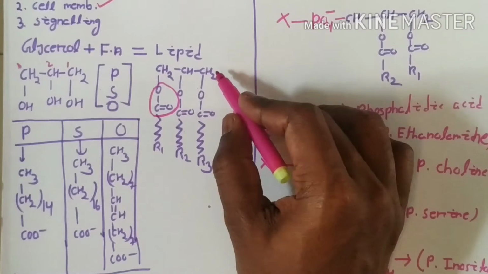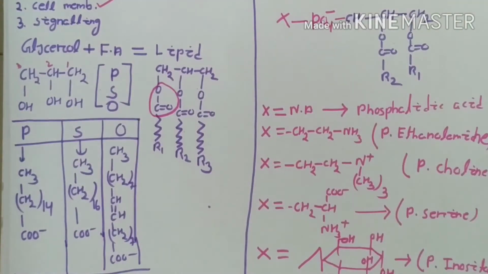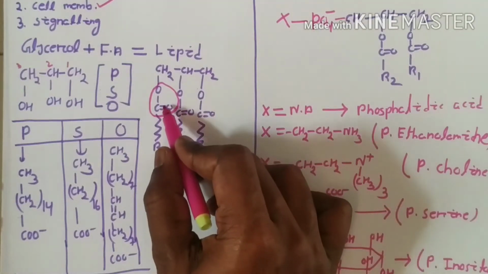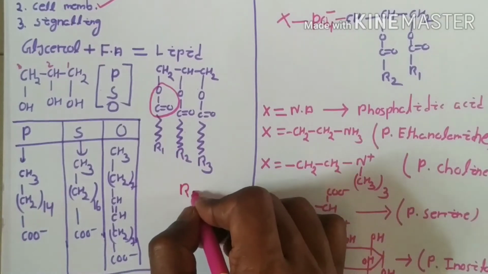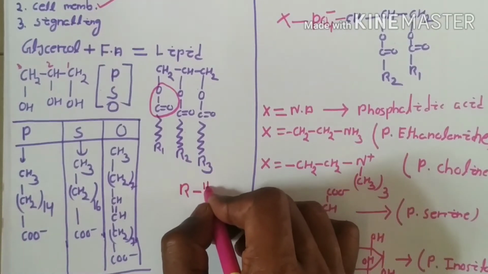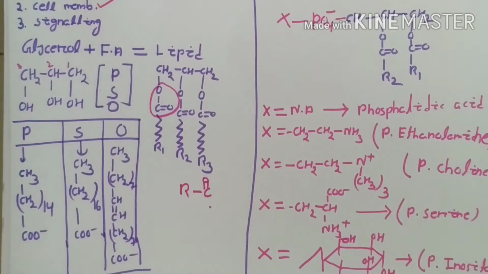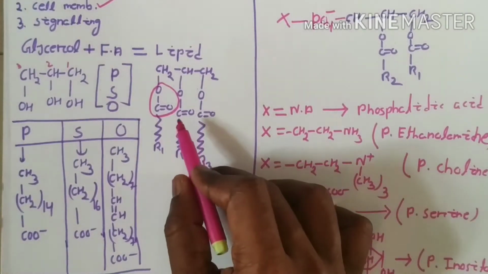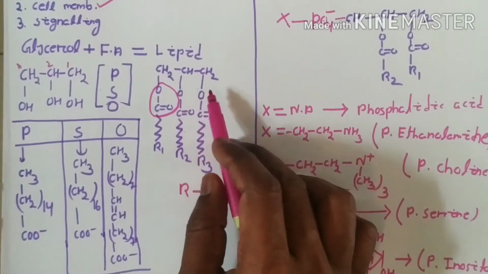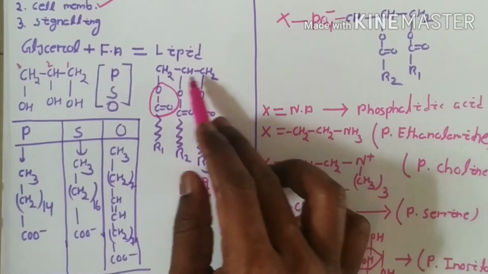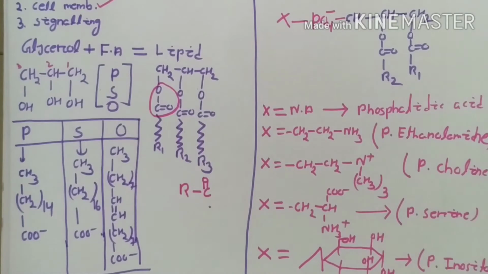And this structure of lipid is known as triacylglycerol, as there are 3 acyl groups. The acyl group is RCO. This is called an acyl group. So as there are 3 acyl groups, it is known as triacyl, and as it is glycerol, it is known as triacylglycerol.